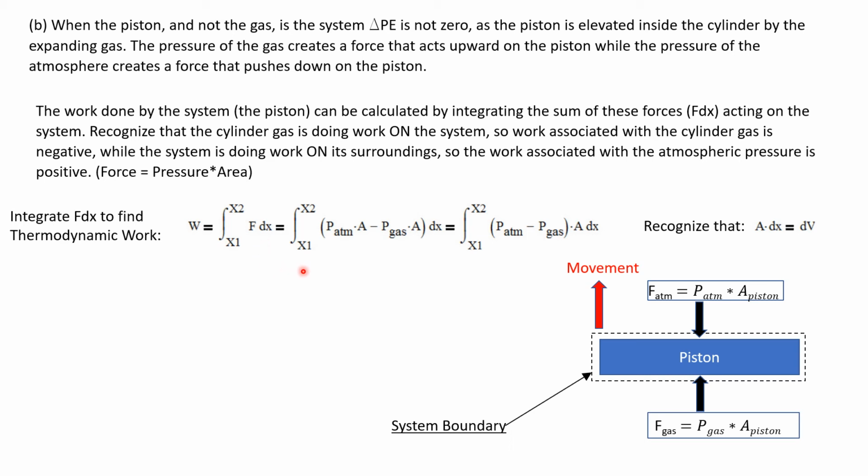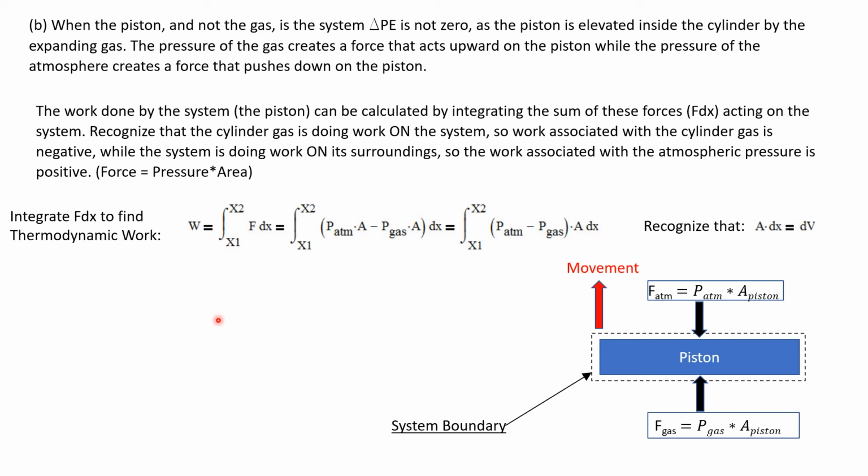And that is equal to the integral from x1 to x2 of one of the forces, which is the pressure of the atmosphere times the area, and we said that would be a positive term. The second force is the pressure of the gas times the area of the piston, and we said previously that that would be a negative term, all times dx. So now what we have is the integral from x1 to x2 of the pressure of the atmosphere minus the pressure of the gas times the area of the piston times dx.